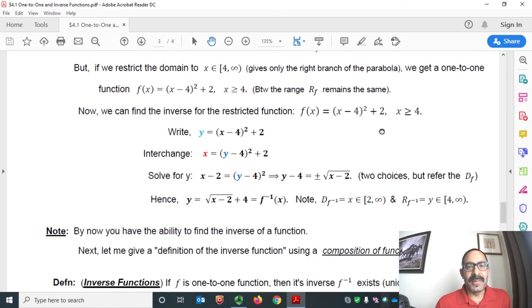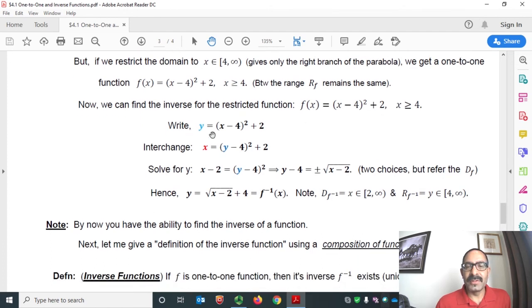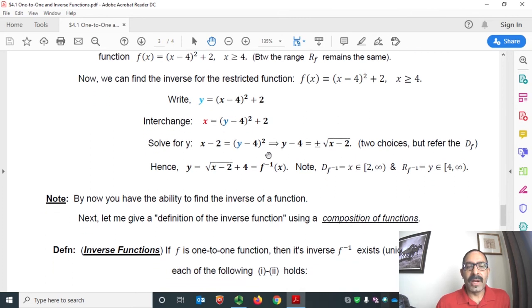So now same idea to find the inverse. First write y equals f(x). So here's y equals (x minus 4) squared plus 2. Then interchange x and y. So for y put x, for x put y, and copy other terms as they are. Now solve for y. To solve for y, let's bring 2 to the left side, subtract 2 from both sides. So x minus 2 equals (y minus 4) squared. Then take the square root of both sides. So here y minus 4 equals the radical of x minus 2.